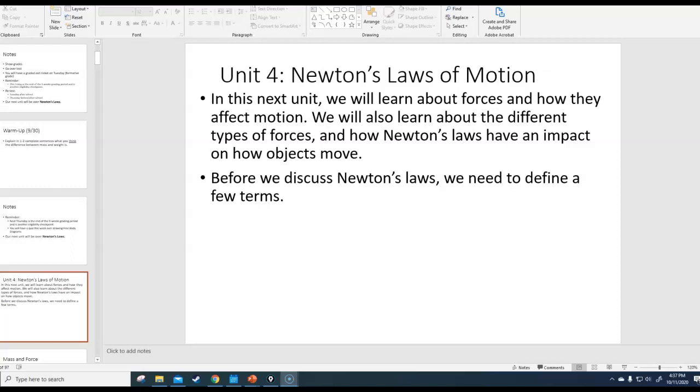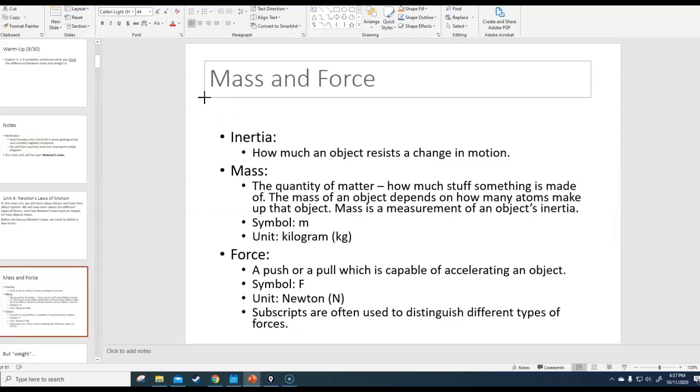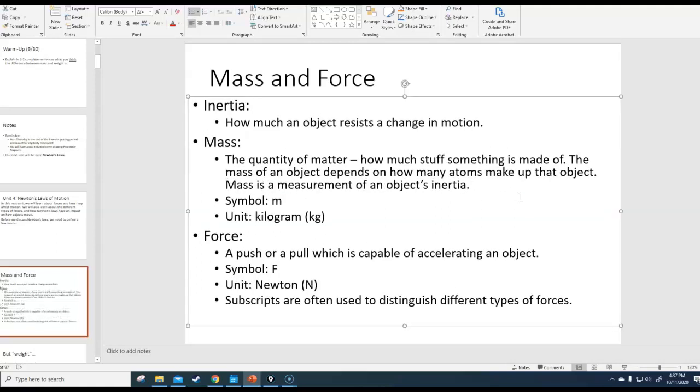Okay, and so before we actually get to talking about Newton's laws of motion, we just need to introduce a few terms. Okay, and so let's talk about some of the basic stuff. Okay, so here are just some definitions that you need to be aware of. Okay, and so the first one is called inertia.